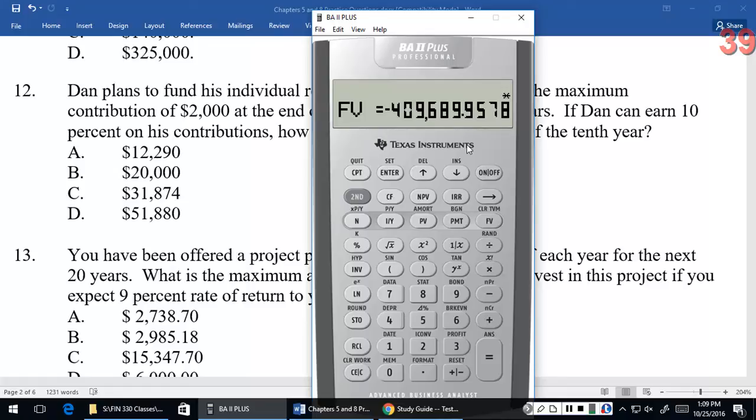Now, 2,000 will be your payment amount. Now if you put that, yeah, you have to clear everything out. And it's going to be 120 because it's 10 times 12.